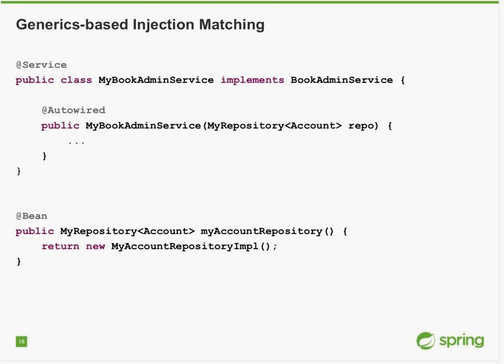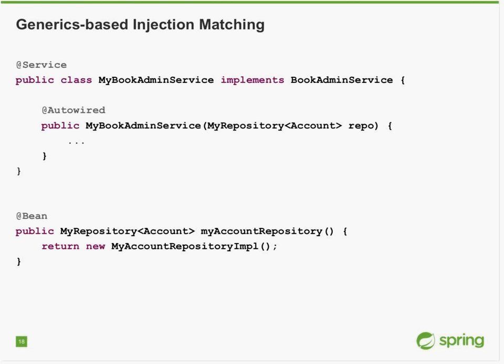So it's also sufficient for a MyAccountRepository implementation class to say implements MyRepository<Account> in its declaration. So as long as that specific generic information is somewhere in the method signature of a factory method or in the implementation class hierarchy, we are able to find it and use it for matching purposes. Even if there are several myRepositories, we always select the right one. That's a Spring Framework 4 feature.